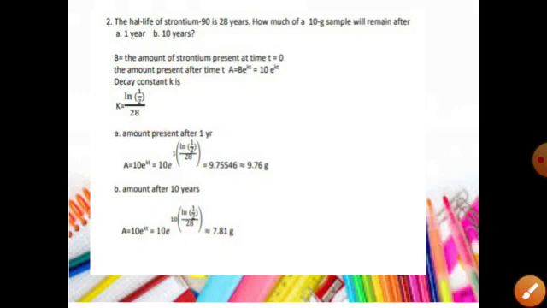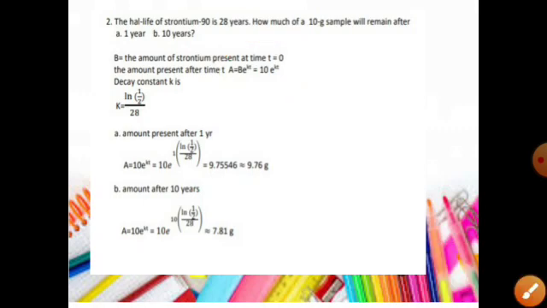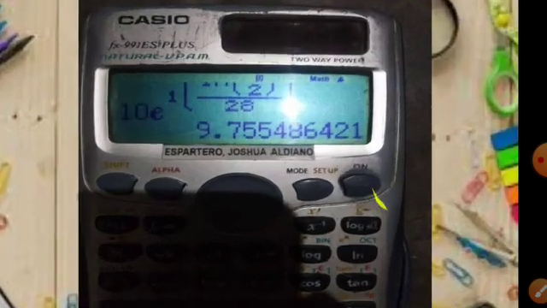For A, the amount after 1 year. So A is equal to 10 e raised to kt, which is equal to 10 e raised to 1, because the given in A is 1 year. So 1 times ln of 1 over 2 divided by 28. So the answer is 9.75546, or rounded off to 9.76 g. Using our calculator.